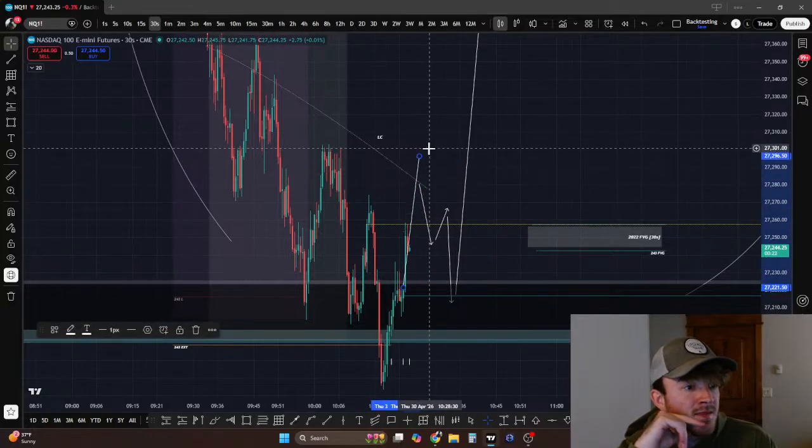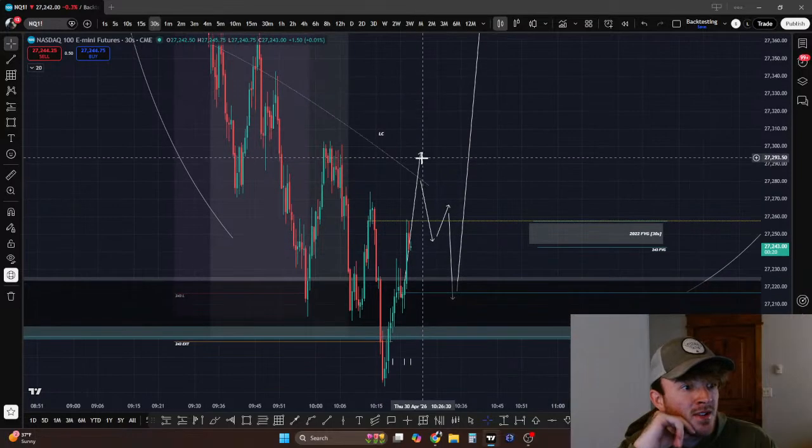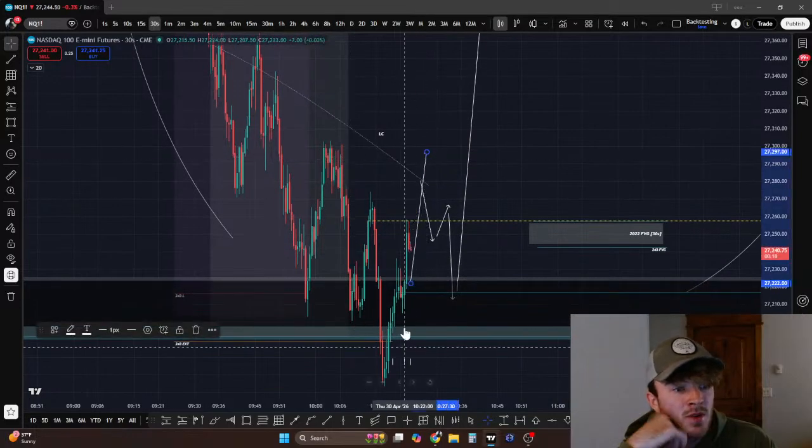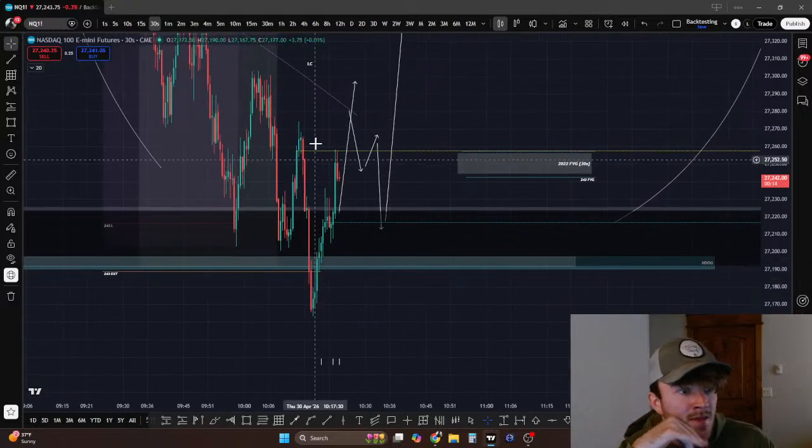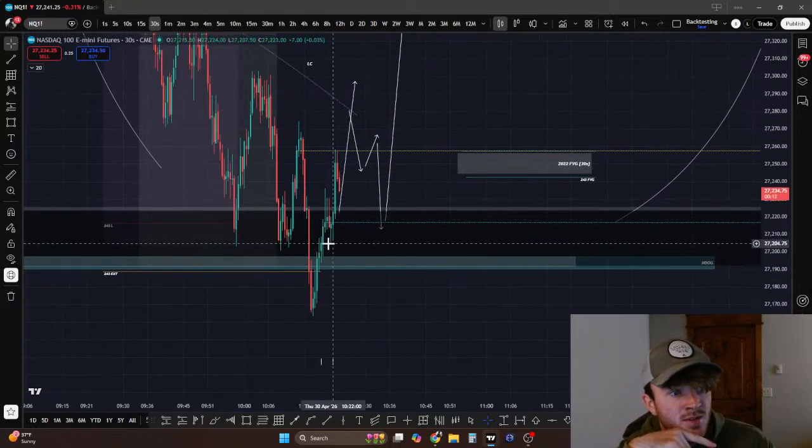Do you guys see what I'm saying? I think time and price are not fully aligned yet. We've only had one internal sweep. I kind of want maybe even a second internal sweep could happen, or maybe just an internal sweep of this low.